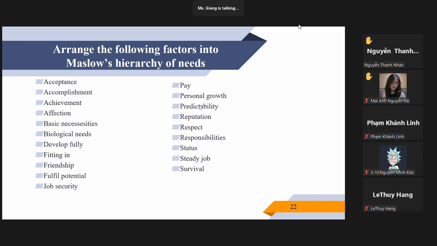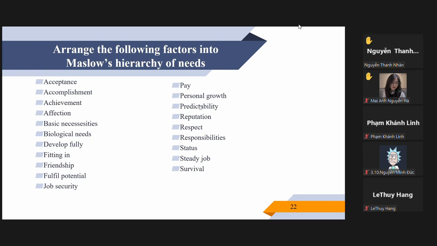The next one. About safety, I think we have job security, predictability, and steady job. For safety, job security, predictability, and steady job. Okay, next one. About love and belonging, we have fitting in and friendship. Just fitting in and friendship? Yeah.